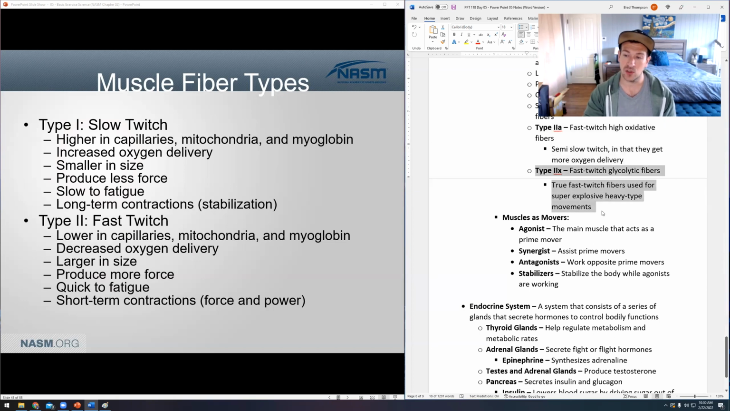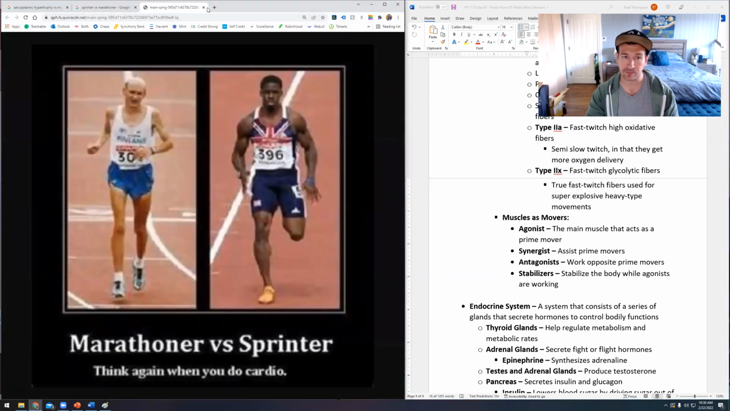Then you have your type 2X fast twitch glycolytic fibers. These are the true fast twitch fibers. These are super explosive. When you think of an Olympic powerlifter, or an Olympic sprinter, this is all type 2X fibers.